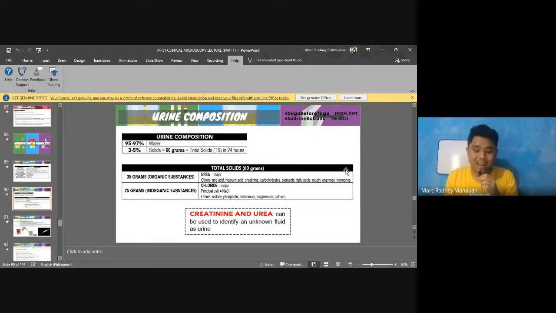In the 35 grams of organic substances, the major organic substance found in urine is urea. Now take note, urea is a breakdown product of the metabolism of proteins from the food that we eat. But aside from urea, we have other organic compounds such as uric acid, hippuric acid, creatinine, carbohydrates, pigments, fatty acids, mucin, enzymes, and hormones. So again, organic substances are those involved in biochemical reactions or breakdown products from biochemical reactions. Now take note of the description of each organic substance there. Study it in Strasinger, it's in a table there.